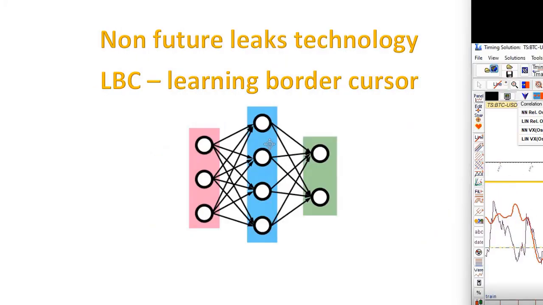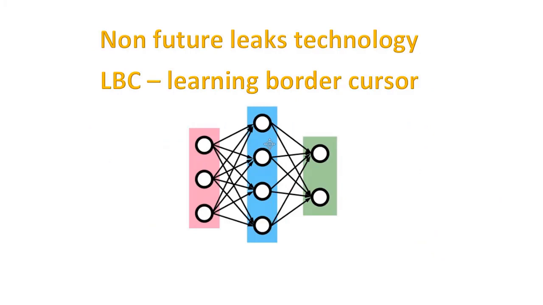For example, if we start to build this projection line starting from today and apply it to make trading decisions, can we make some money from that? To answer this question, we need to apply non-future leak technology, the technology that does not see the future price movement. The main tool here is LBC, Learning Border Cursor, and we will use LBC to verify our projection line. So let's start.